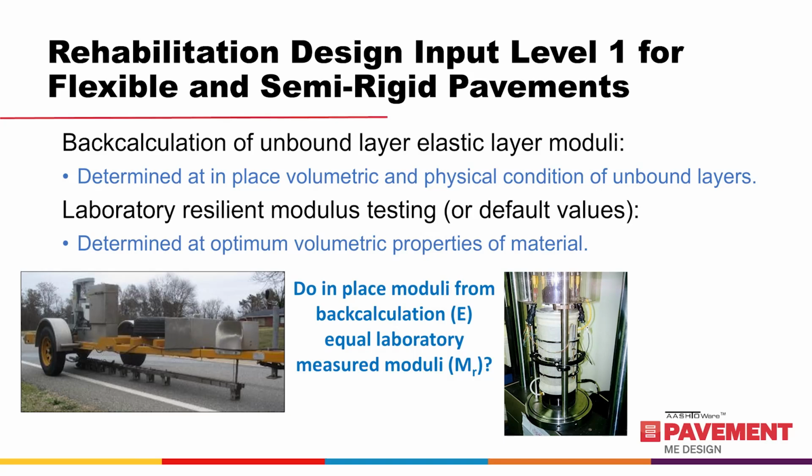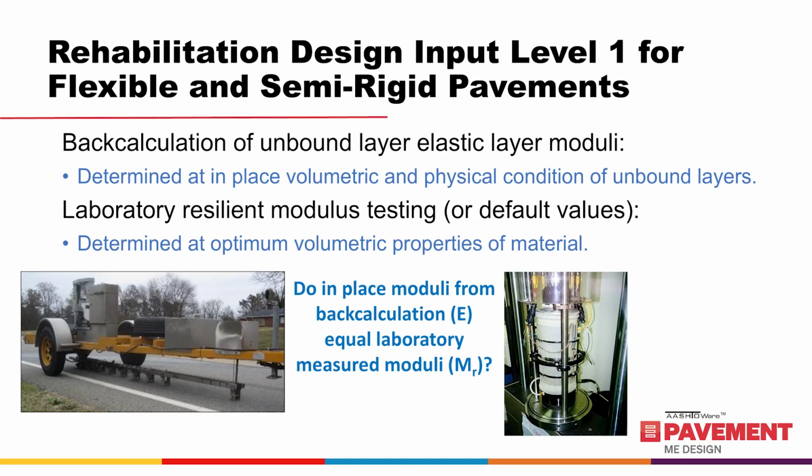Back calculation of unbound elastic layer moduli are estimated at the in-place volumetric and physical condition of the unbound layer. However, laboratory resilient modulus testing is normally performed at the optimum volumetric properties of the material. So, there is a potential difference between the default resilient modulus values measured at optimum conditions and the back-calculated elastic modulus values determined at the in-place condition, because the physical condition of the unbound layer or material is different.